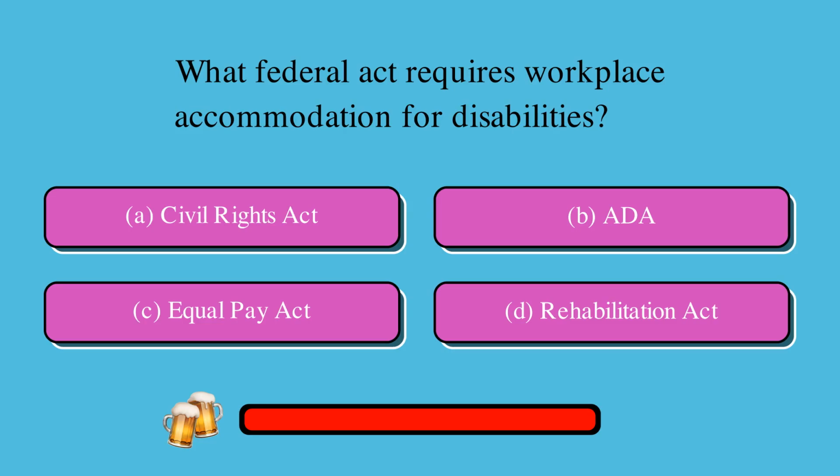What federal act requires workplace accommodation for disabilities? Is it A, Civil Rights Act, B, ADA, C, Equal Pay Act, or D, Rehabilitation Act? The correct answer is B.